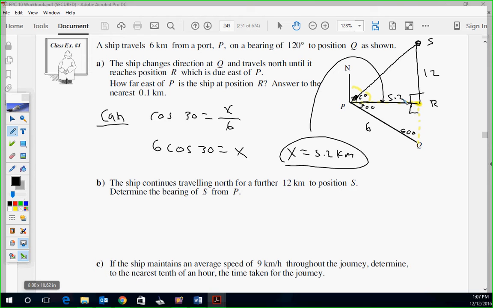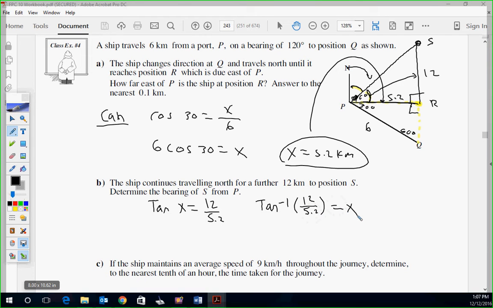Stay with me. We have these two sides. We're going to find this angle and subtract it from 90 to get that angle. That's my bearing because that's from north. You guys staying with me? Okay, so that's definitely going to be opposite over adjacent. So I'm doing tan of x equals 12 over 5.2. I have to use tan inverse.